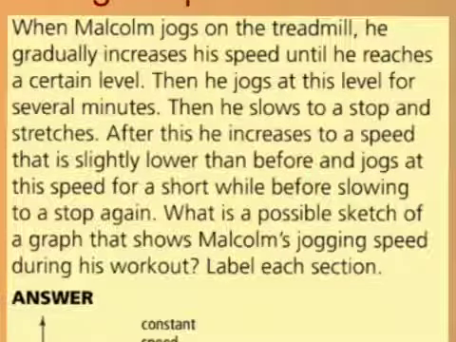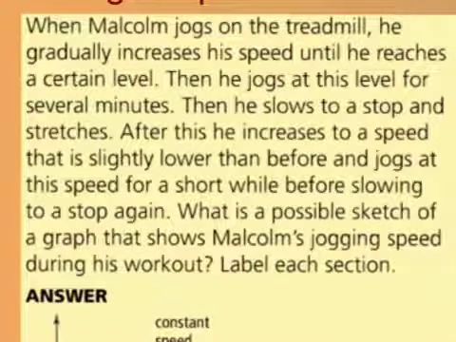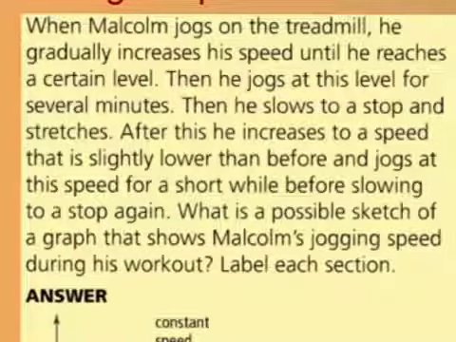So let's try this example. Copy it down. And then try to sketch a graph. Remember your title, your axes, labeling your axes, and labeling each section. When Malcolm jogs on the treadmill, he gradually increases his speed until he reaches a certain level. Then he jogs at this level for several minutes. Then he slows to a stop and stretches. After this, he increases to a speed that is slightly lower than before and jogs at this speed for a short while before slowing to a stop again.